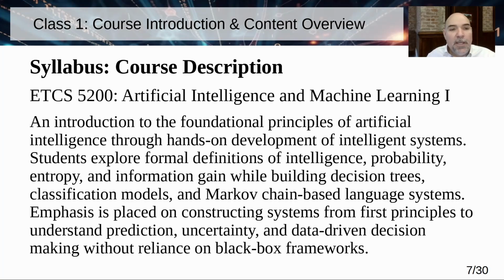Now, let's go ahead and get into the course description for what we're going to be doing. It's kind of in the title what we're doing here, Artificial Intelligence and Machine Learning 1, which shows that it's the first in a two-part class sequence. The course description basically says it's an introduction to the foundational principles of artificial intelligence through hands-on development of intelligent systems. Students explore formal definitions of intelligence, probability, entropy, and information gain while building decision trees, classification models, and Markov chain-based language systems.